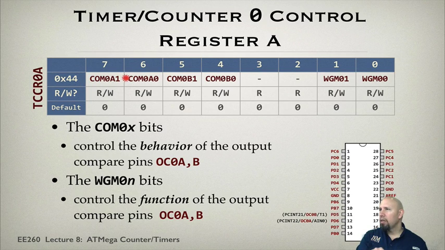So I have these COM0 bits for channel A and channel B. I have these WGM bits. WGM stands for waveform generator. So the COM bits basically control the behavior of the output compare pins A and B. Notice that the output compare pins on the ATmega 328 appear here for timer counter 0. They appear in port D, pins 5 and 6. So the COM bits control the behavior of these pins, and the WGM bits control the function of the timer. Okay, so we'll see how all of this stuff plays out here.